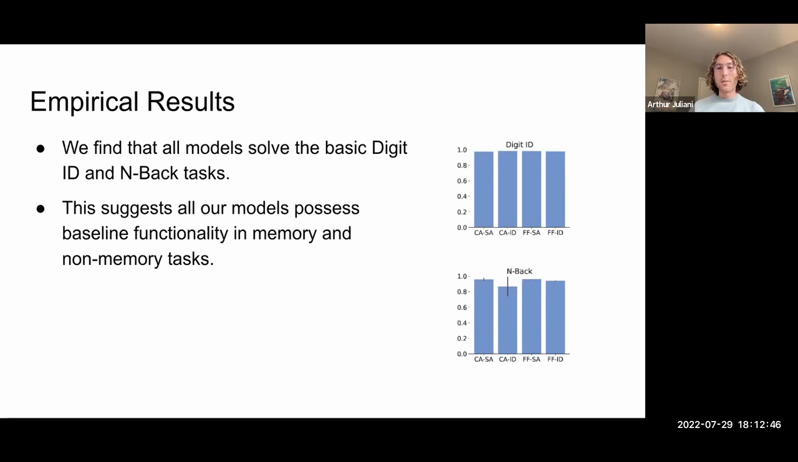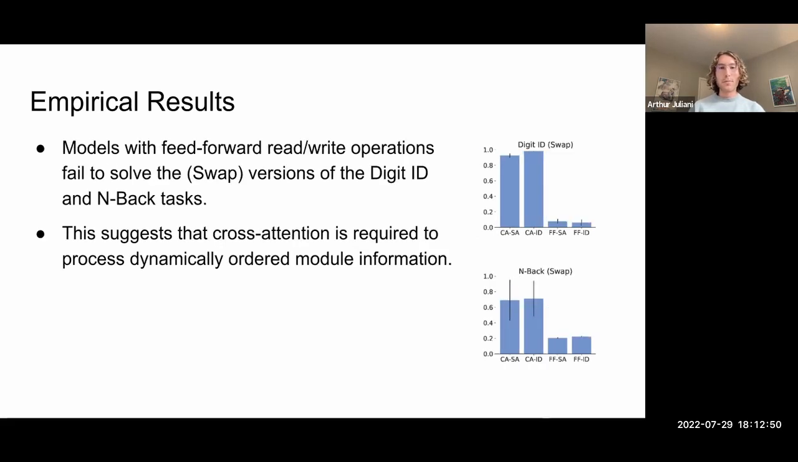Likewise, the NBAC task, all the model variants are able to solve it with high performance. Then turning to the swap variants of the digit ID and the NBAC task, we find, as expected, that the removal of the cross-attention and replacing this with the concatenation and multi-layer perceptron leads to greatly degraded performance.